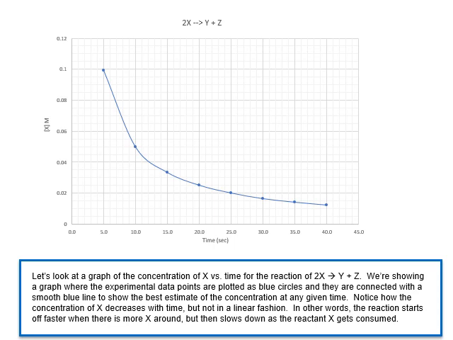Let's look at a graph of the concentration of X versus time for the reaction of 2X making Y plus Z. We're showing a graph where the experimental data points are plotted as blue circles and they're connected with a smooth blue line to show the best estimate of the concentration at any time. Notice how the concentration of X decreases with time, but not in a linear fashion. In other words, the reaction starts off faster when there's more X around, but then slows down as the reactant X gets consumed.